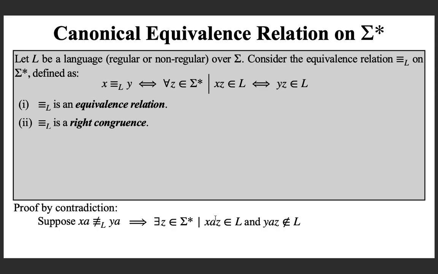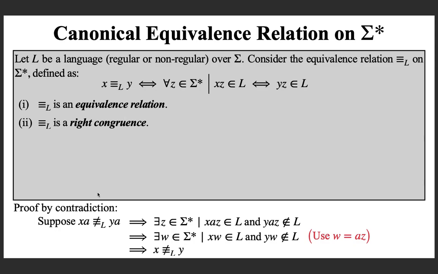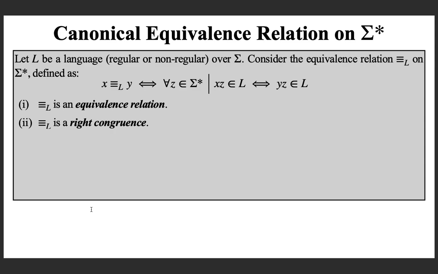Now you call AZ as W. That is what I did. Call AZ as W. Then XAZ can be written as XW and YAZ can be written as YW. And see what you are getting here. There exists a string W such that when you append the same string W to X and Y, you get XW and YW such that one of them is in the language and the other one is not. So if you look at the definition of this relation, the existence of this W as a string is telling you that X is in fact not related to Y. So it is a contradiction to X being related to Y. So whenever X is related to Y, XA must be related to YA. So we proved that it is a right congruence.